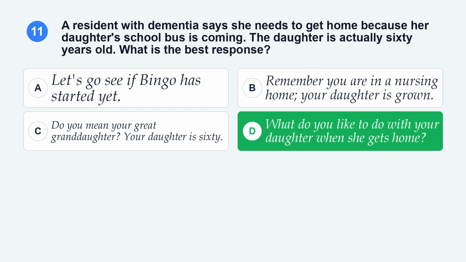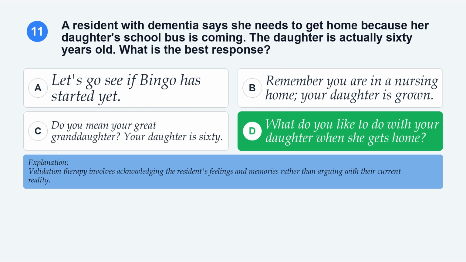The correct answer is option D. What do you like to do with your daughter when she gets home? Explanation. Validation therapy involves acknowledging the resident's feelings and memories rather than arguing with their current reality.